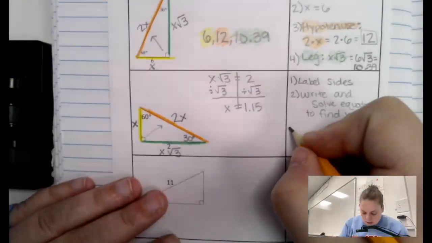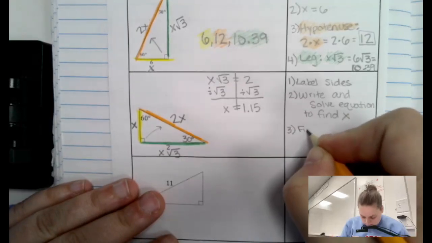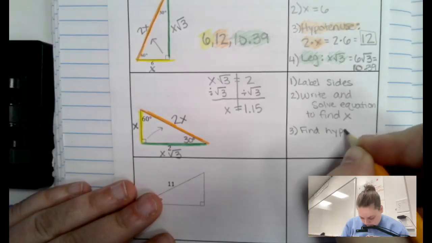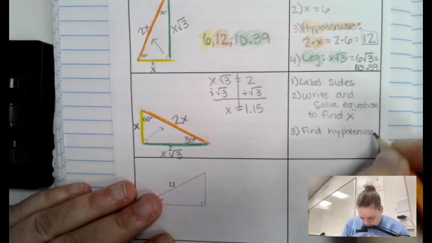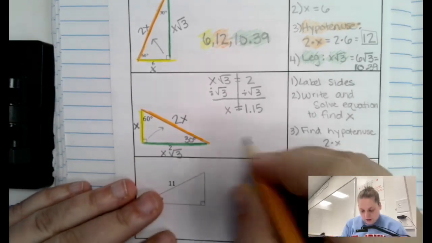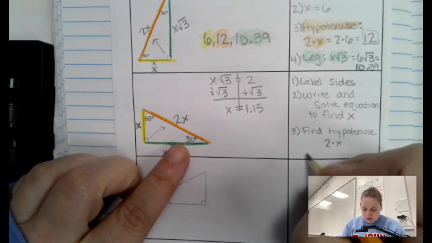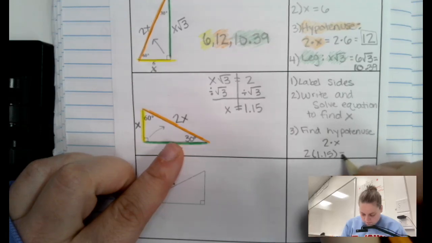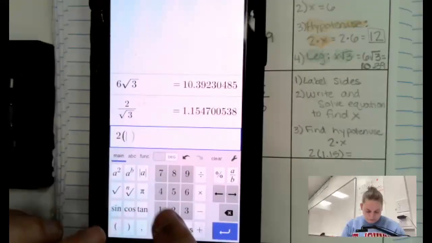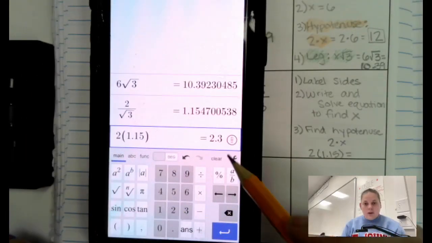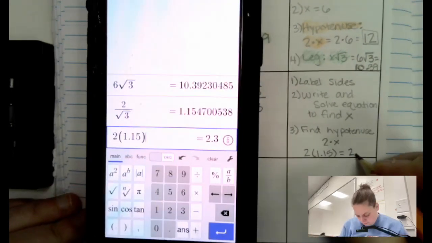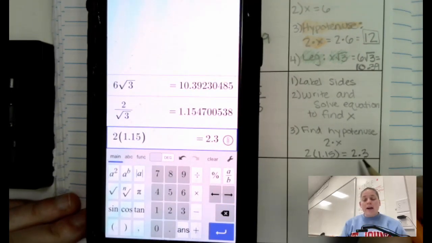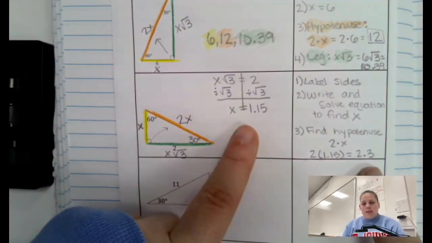And then step 3 is to find the hypotenuse, which is 2 times x. Now that we have x, we know that this will be 2 times 1 and 15 hundredths, and we get about 2.3. Since we rounded that 1.15, remember 2.3 is rounded, so it might not be exact, but we're getting pretty close.